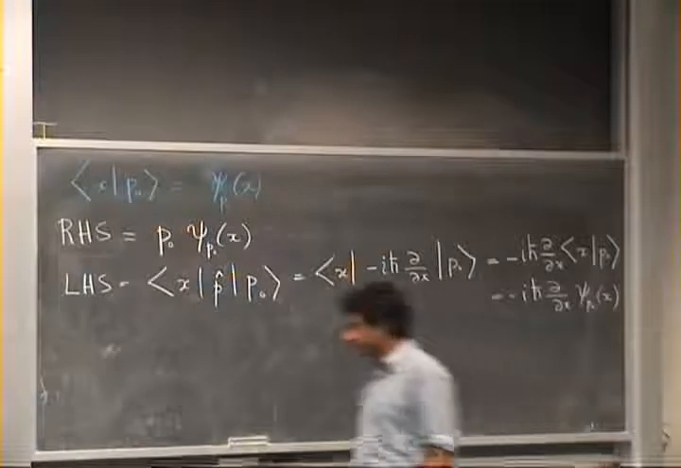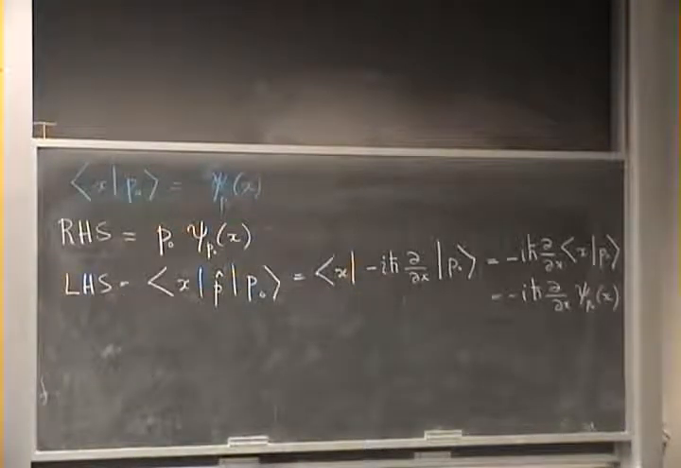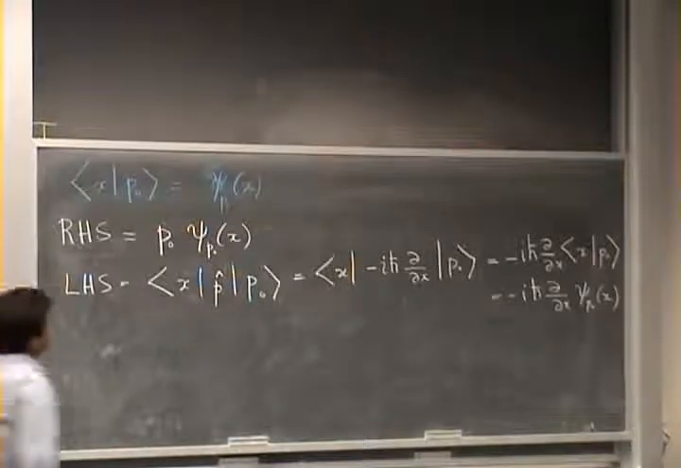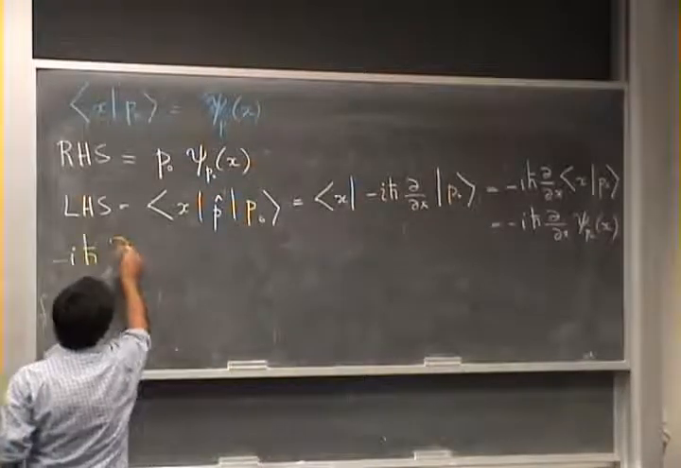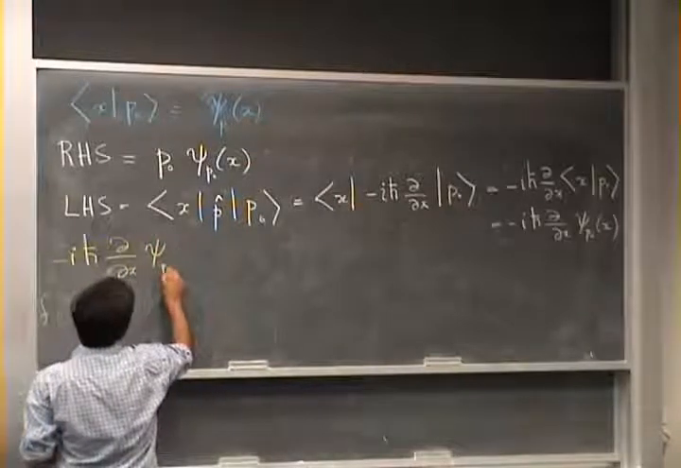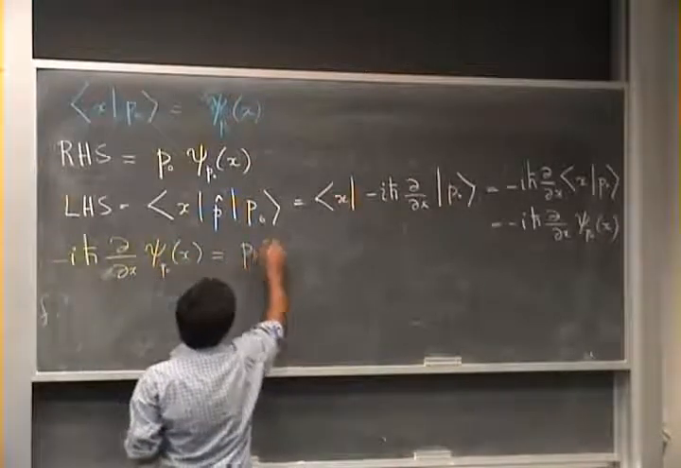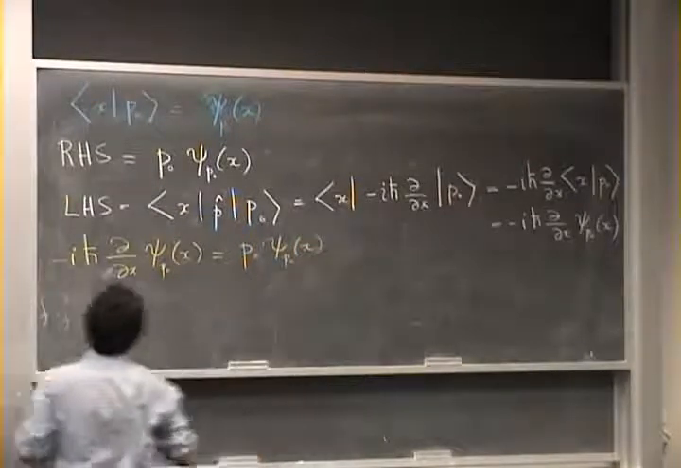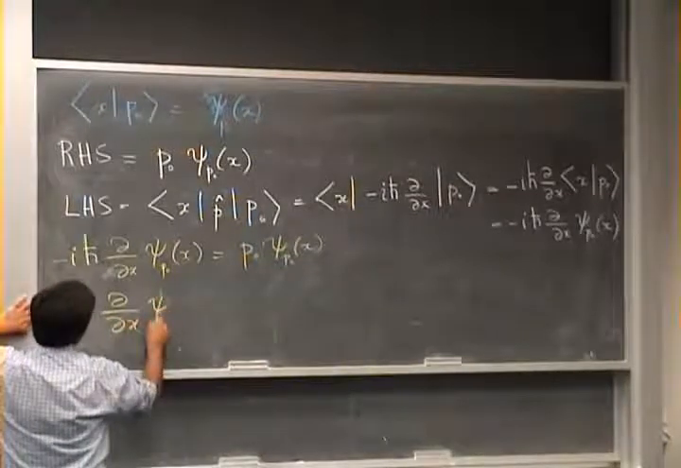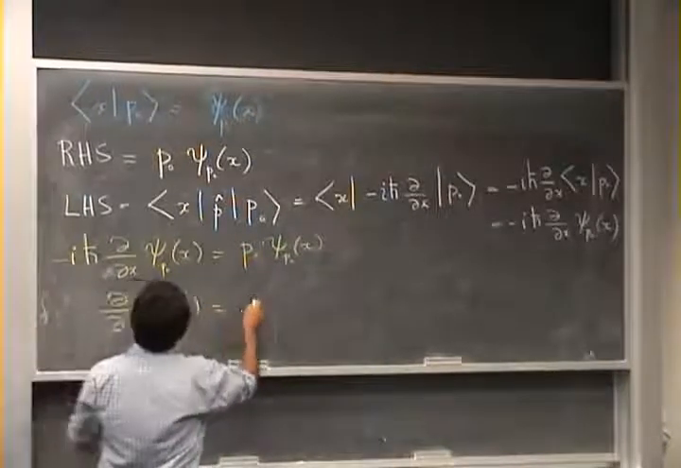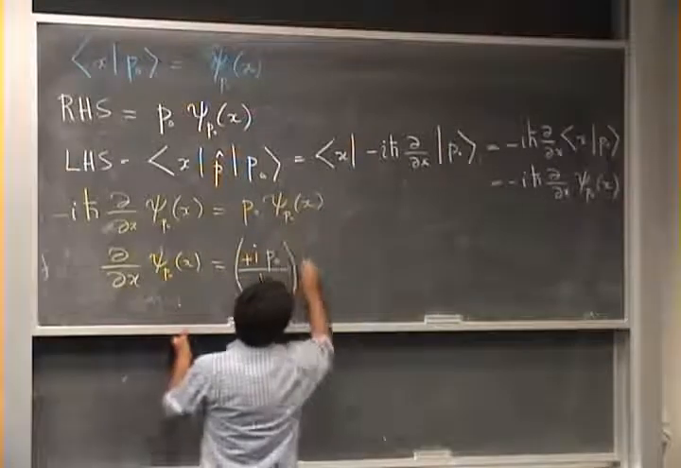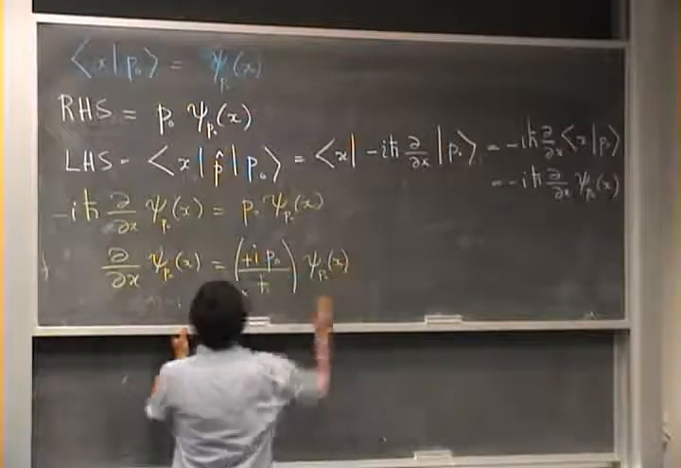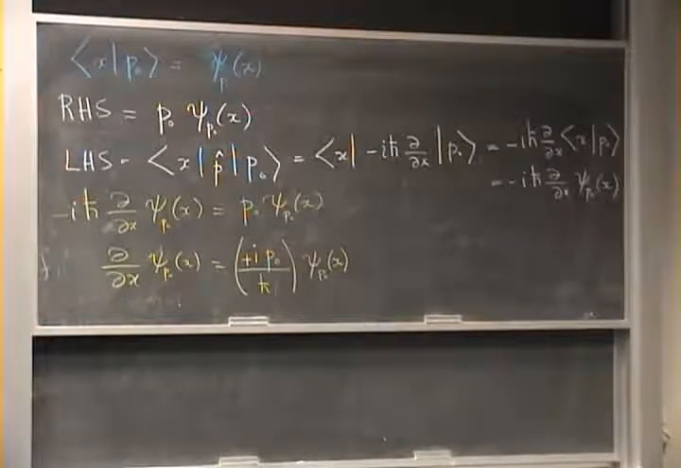And now what do I have? I equate the left hand side with the right hand side. Minus iota h bar partial x psi p naught of x equals p naught psi p naught of x. Partial x of the wave function equals plus iota p naught over h bar times psi p naught of x. Now can you solve this differential equation? Simple first order differential equation. You can solve it for psi.